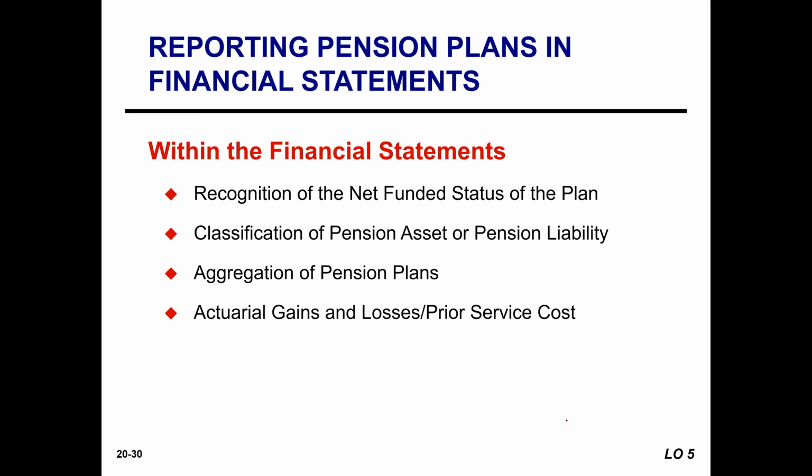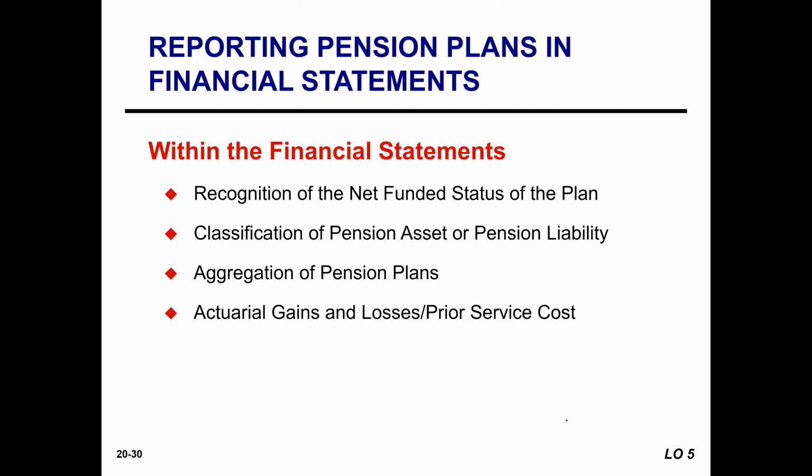And then finally, actuarial gains or losses or prior service cost. These should be shown in the financial statements, and it talks about this on page 1139. It says actuarial gains and losses not recognized as part of pension expense are recognized as increases and decreases in other comprehensive income.